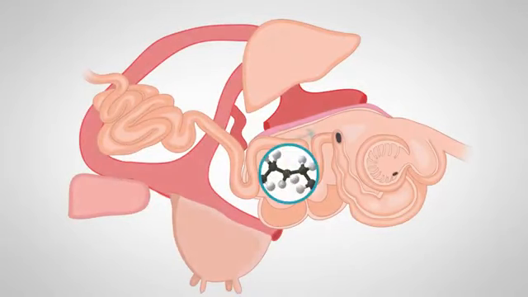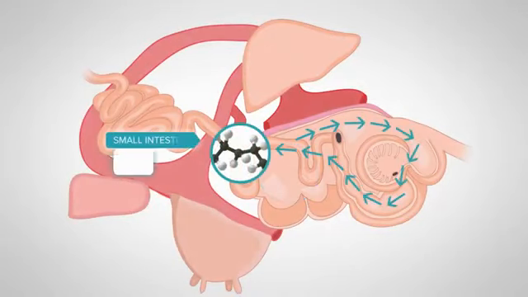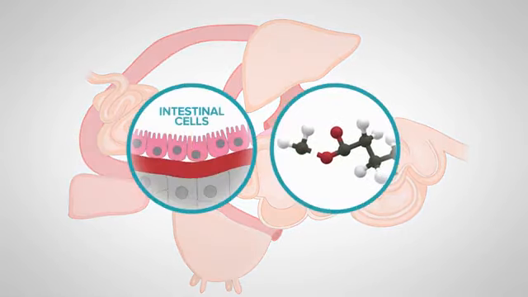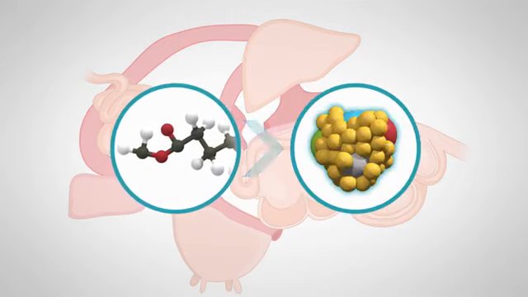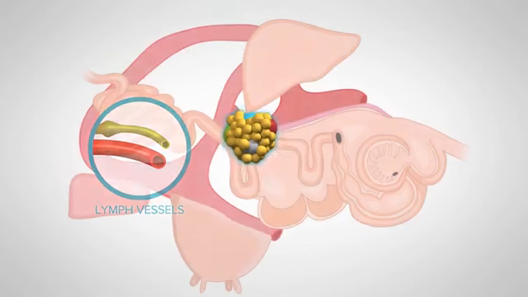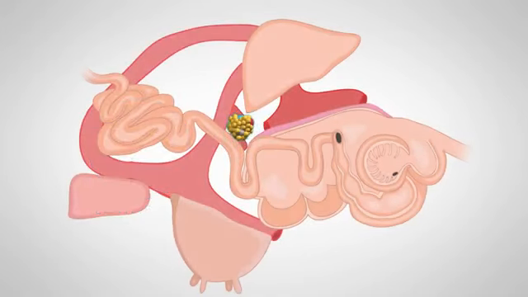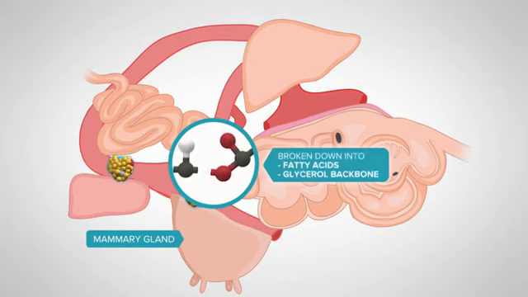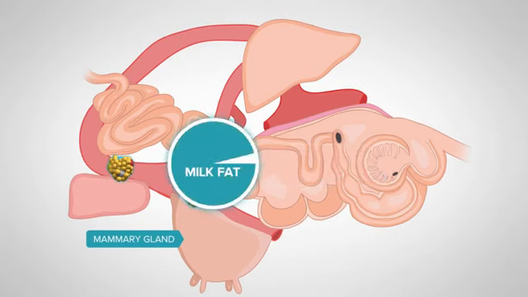From the rumen, the fatty acids pass through into the small intestine, which is the primary site for fatty acid absorption. In the intestinal cells, they are reconnected to a glycerol backbone and packaged into little parcels known as triglyceride-rich lipoproteins. These lipoproteins enter into the lymph vessels and then into the general circulation. Once in the general circulation, they are directed to different parts of the body depending on the status of the dairy cow. In a lactating cow, lipoproteins are directed to the mammary gland, where they are broken down once again into fatty acids and glycerol and used to produce milk fat.